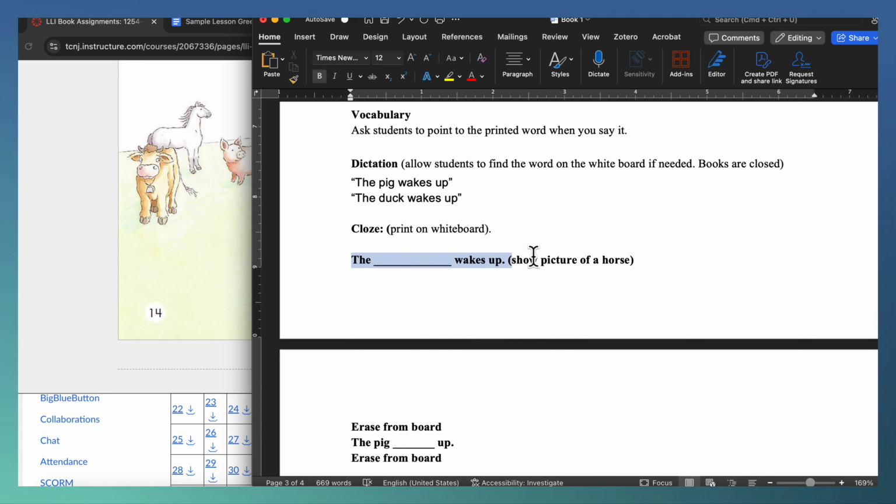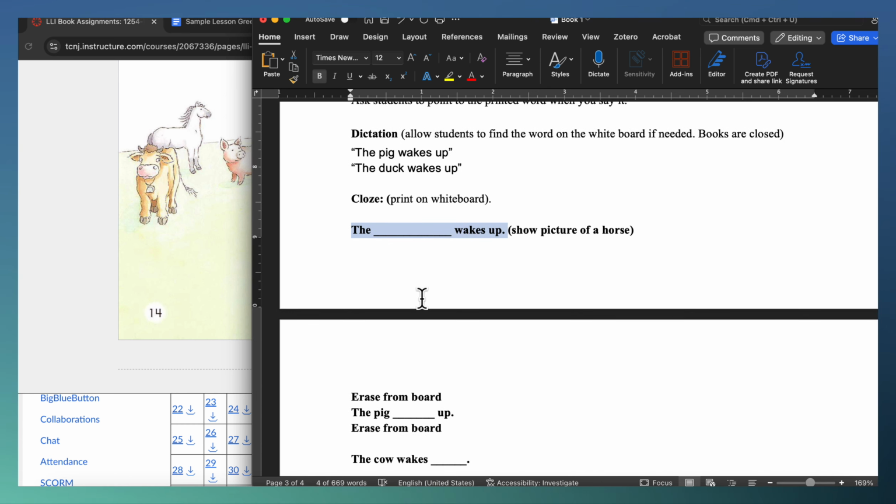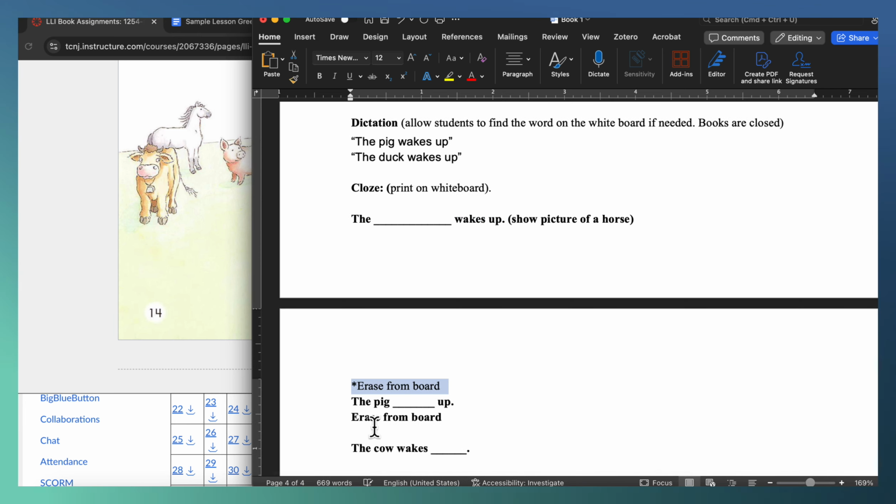So the first one goes up on the whiteboard, and I show the picture, and they have to recall from memory how to say the word. And we do it as a group, and then they are going to write the word as best they can, and I'm not going to sweat the spelling. And then I'm going to erase the board, and I'm going to put up another sentence with a blank in a different location.